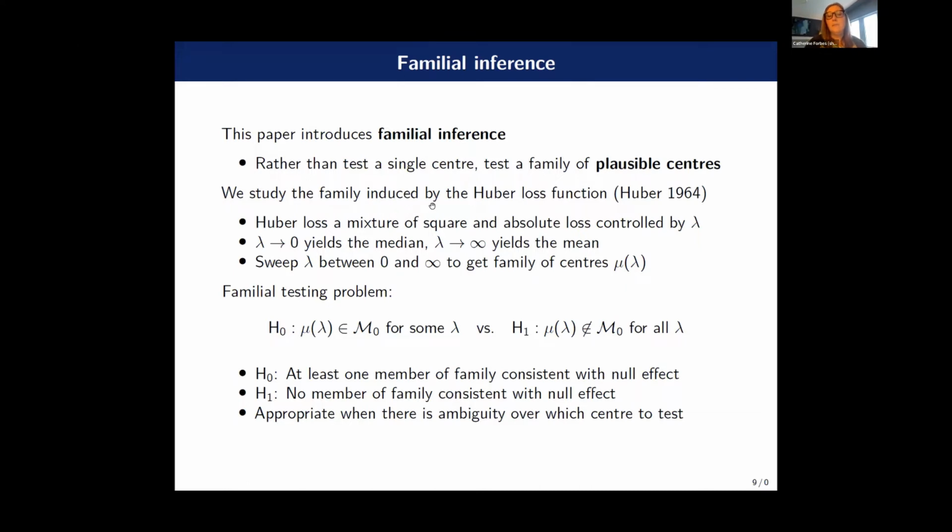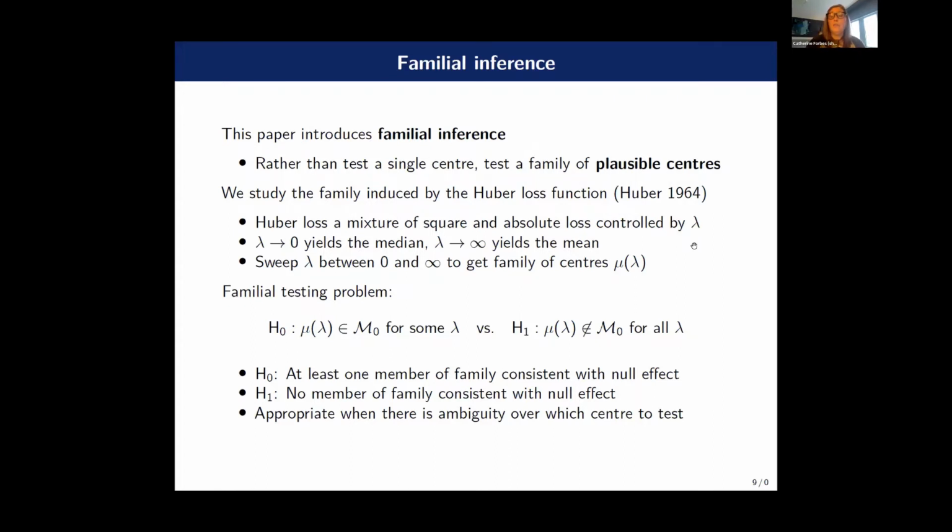So we study, in particular, a family of centers as defined by a Huber loss function. And if you're familiar with it, Huber loss is used in lots of different areas. Basically, it's a mixture of a squared and absolute loss as controlled by a parameter lambda. So you choose the value of lambda, typically. And if you make lambda equal to 0, you've got absolute loss, in which case the population quantity you'd be thinking of is the median.